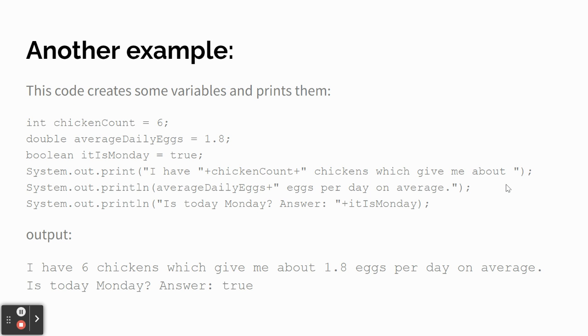So here's another simple example. I made a variable called chicken count, and I put 6 into it. And I have average daily eggs is 1.8. Not all my chickens are laying eggs. And Boolean, it is Monday equals true. And then here's a print call that prints that. I have chicken count chickens, which give me about average daily eggs per day on average. Is today Monday? Answer true.